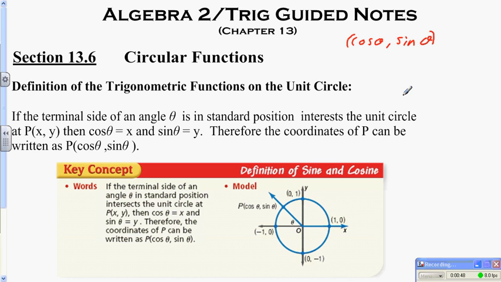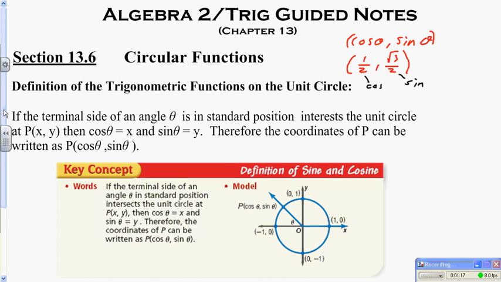Now, because it's on the unit circle, we know that if I have the coordinate 1/2, √3/2, then at that degree or radian, we can easily say that the cosine of it is 1/2, and the sine of it is √3/2.